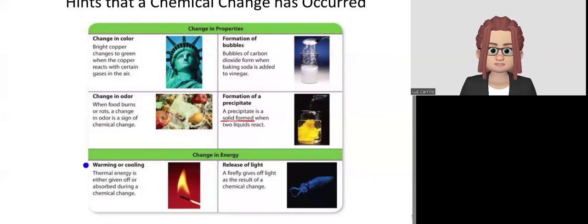If that first substance is combined with other substances and there is warmth being released or it is getting cooler, those are also indications that a chemical change has happened. Lastly, the release of light indicates that there is a chemical change occurring with the substance. And you can see that in the release of light, a firefly gives off light as a result of a chemical change because of the biomolecules that it contains.